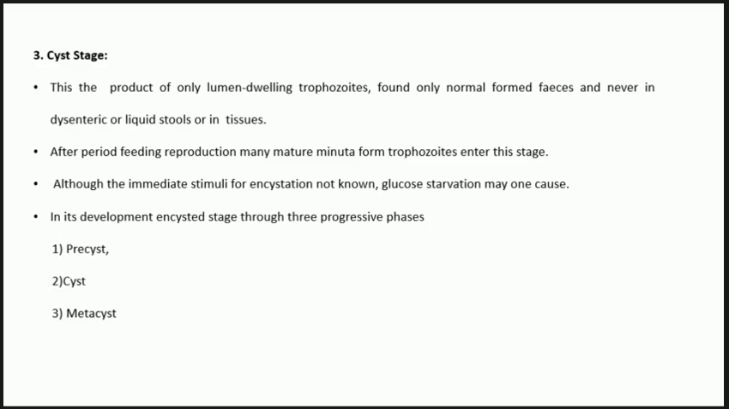So after a period of feeding and reproduction, many mature minuta form trophozoites enter this stage. Now the immediate stimulus for encystation is not known. I have searched some of the papers, but the reason is still not that well known. But glucose starvation may be one cause, because the cyst stage in any of the amoebic parasites occurs when there is a lack of food, but here they create such conditions so that they go into the encysted stage. So there are three phases: precyst, cyst and metacyst.